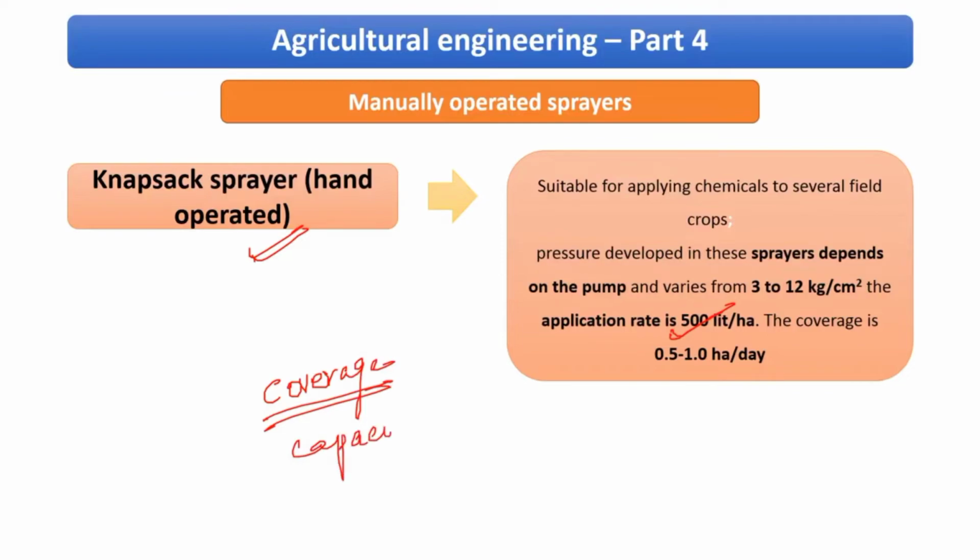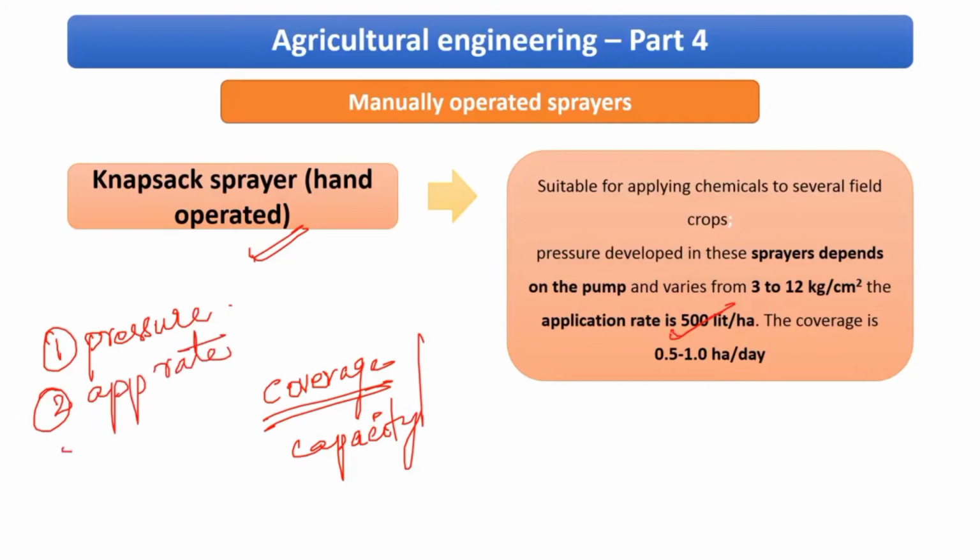So the three data points that you need to keep in mind: one is the pressure which is built inside the pump, the range of it. The second one is the application rate, and the third one is the capacity, or you can say coverage also. These are the three data points you need to look out for whenever you're dealing with any particular sprayer.